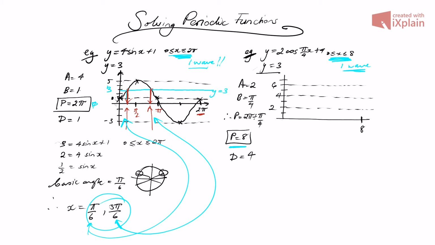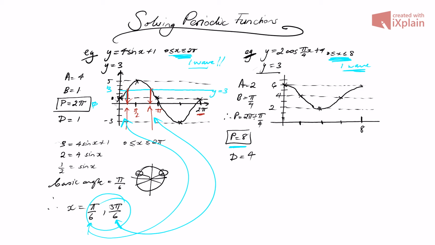Period is 8, mark that in. Mark in the quarters, there we go. Okay, we're now ready to sketch. Remember, cos functions go max, middle, min, middle, max. And we're going to, as best we can, draw a nice, neat cos function.